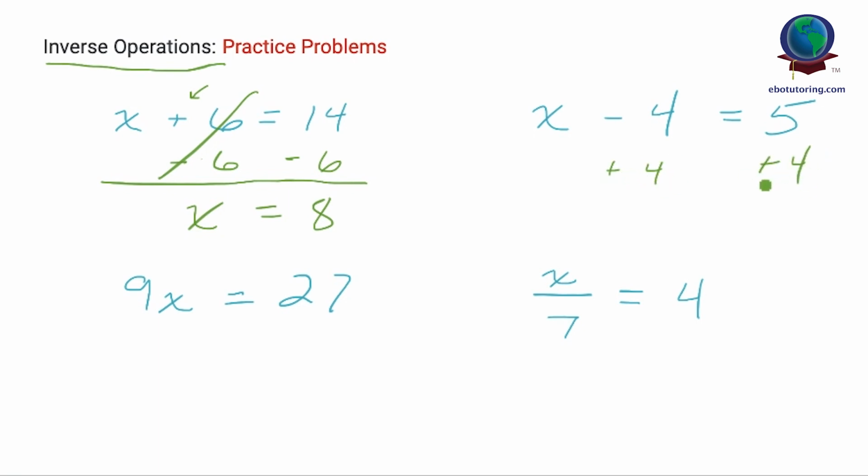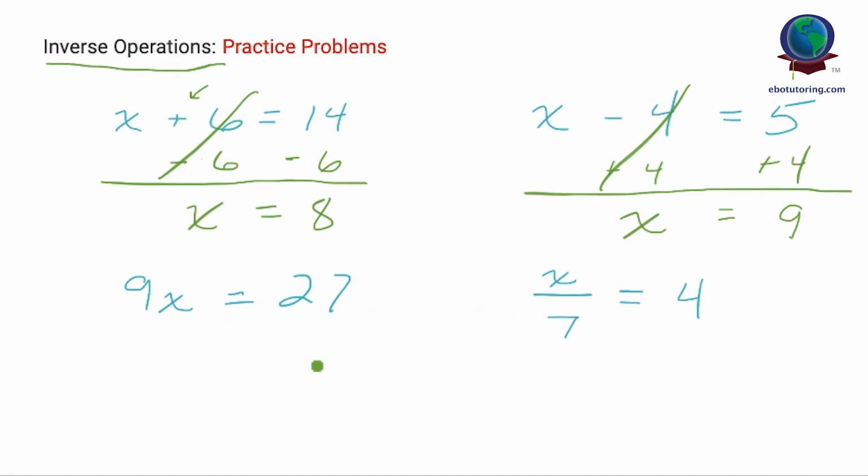Remember, algebra, the golden rule, whatever you do to one side, you must do to the other. All right. So we minus that 4. Oh, I'm sorry, it is minus 4, and we're going to add 4 to get rid of it, which brings down that x. And we have 5 plus 4 on the right side of the equation, which gives us a 9. X equals 9.